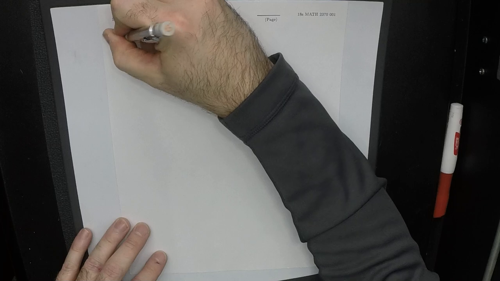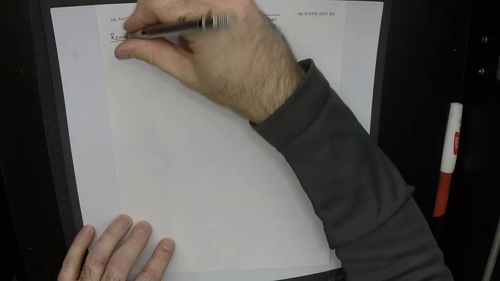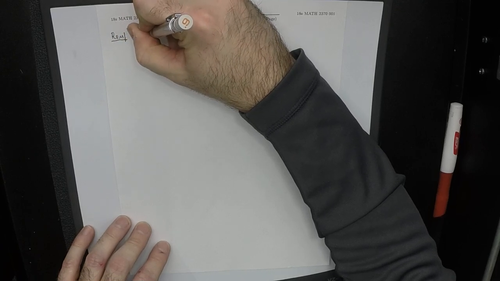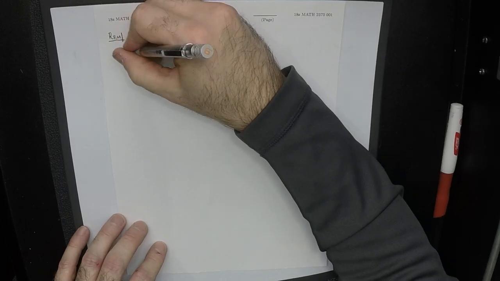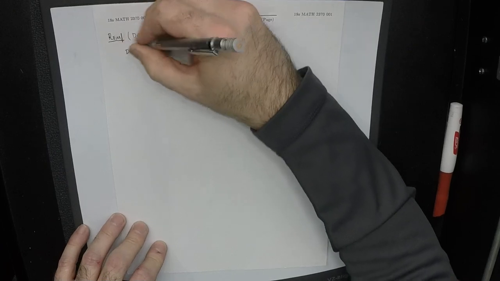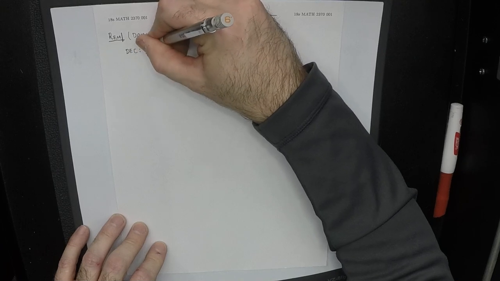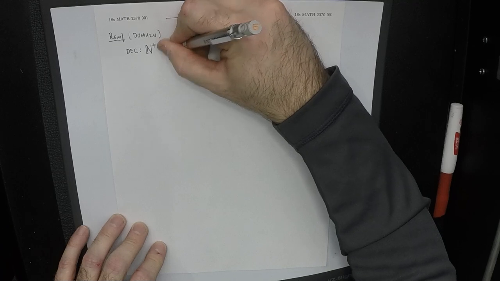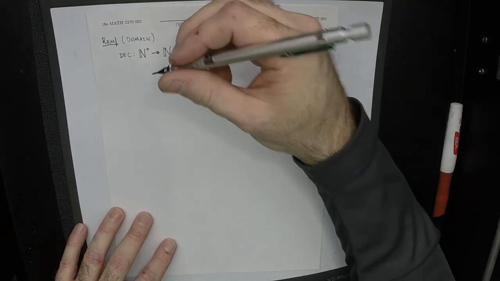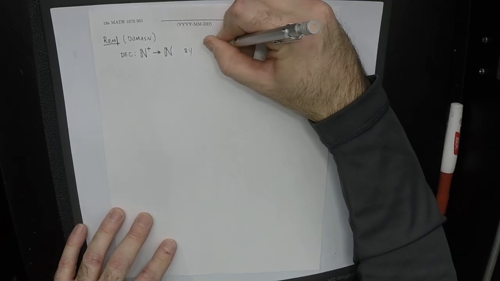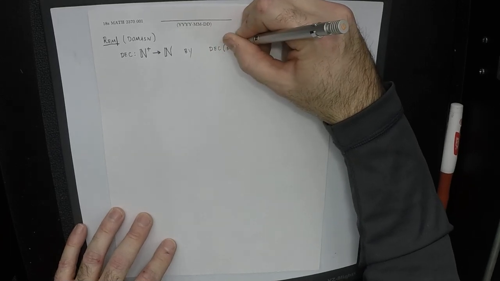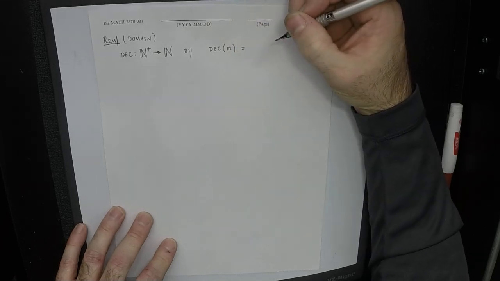Right. So the domain of the decrement function is positive naturals. Positive naturals. And why is that? Because if it's zero, then the answer isn't a natural. Right. So this is a remark about domain issues. To remind you, the definition of decrement is that decrement is a function from the positive naturals to the naturals. And it is defined by the decrement of M is what? M minus 1.